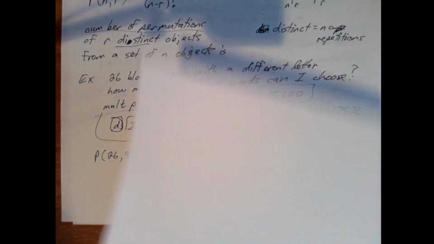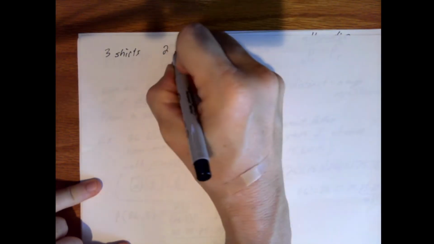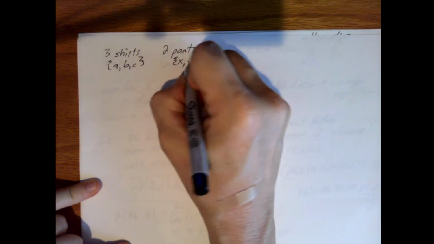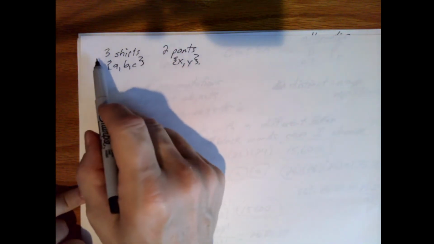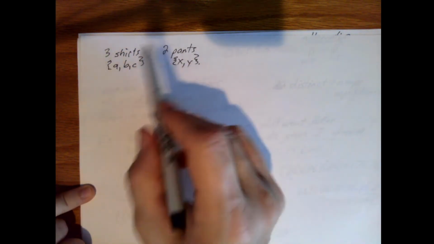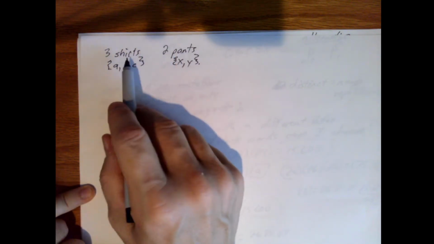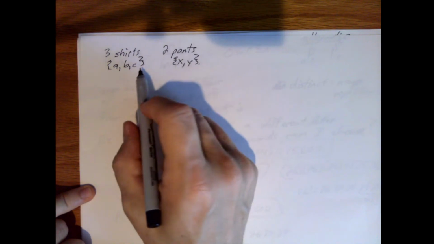Let's look at another example. So let's say in my closet I have 3 shirts and 2 pairs of pants. And so we're going to call these A, B, and C. And we'll call these X and Y. How many different permutations are there for hanging up these 5 things if I don't care about where they are relative to each other? That is, I can have a shirt, 2 pairs of pants, 2 more shirts, or I could have a pair of pants, 3 shirts, a pair of pants, whatever.